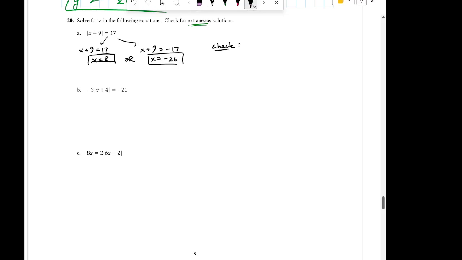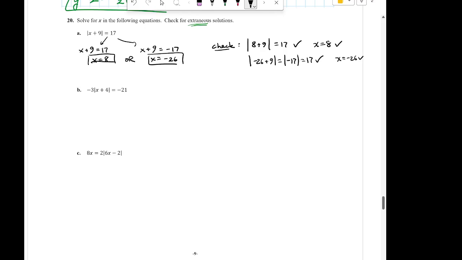So if we check, the absolute value of 8 plus 9 does equal 17. That checks out, so x equals 8 works. And then if we did negative 26 plus 9, that's the absolute value of negative 17, which is 17. So x equals negative 26 also works. So they're both valid answers.